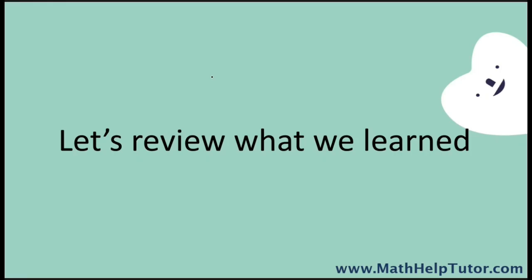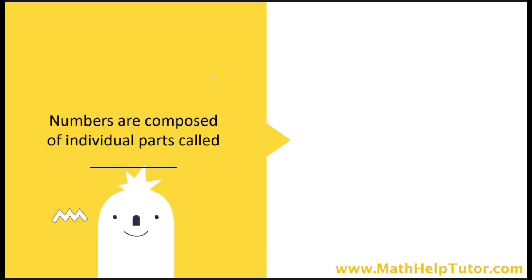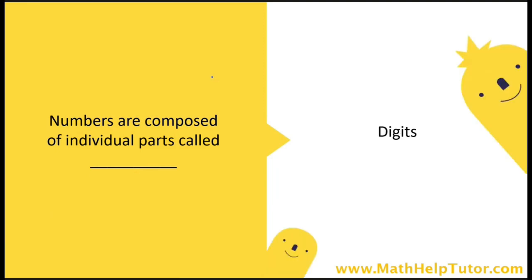Now let's review what we have learned. You can pause the video if you need more time to answer the question. Let's begin. Numbers are composed of individual parts called blank. The answer is digits. Numbers are composed of individual parts called digits.